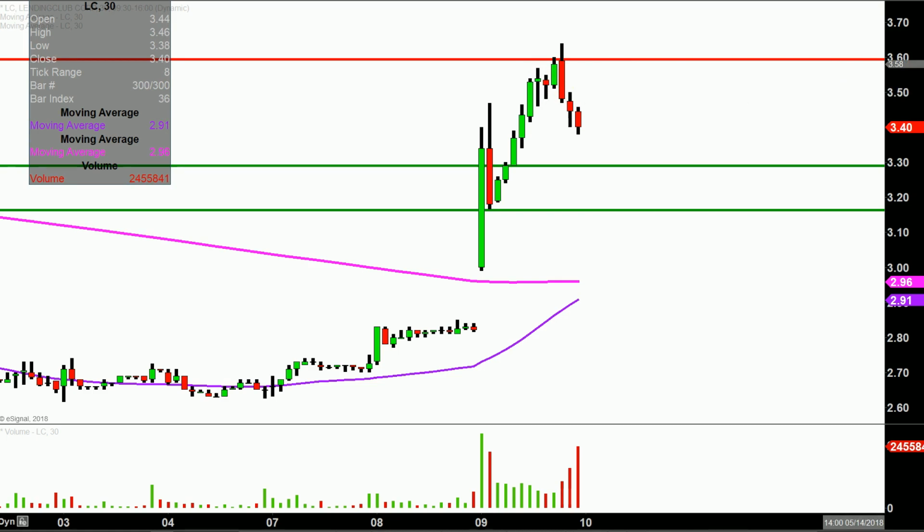All in all, though, any way you slice it, very nice movement today. Now it's just a question of can the bulls build upon this momentum going forward? We shall see.